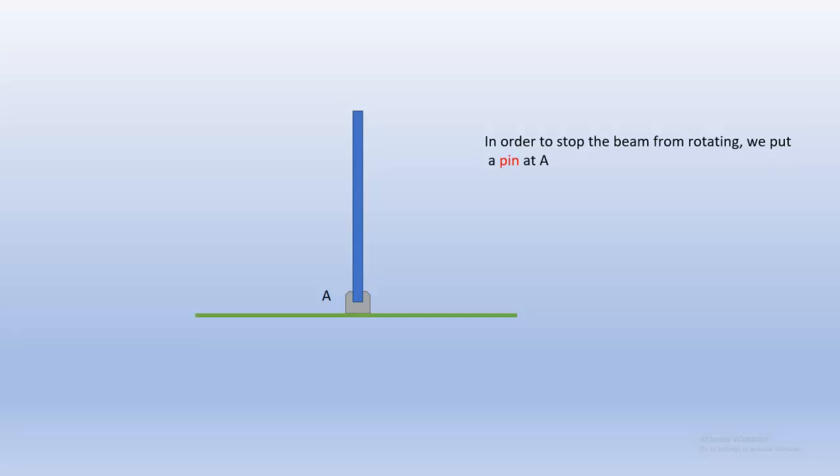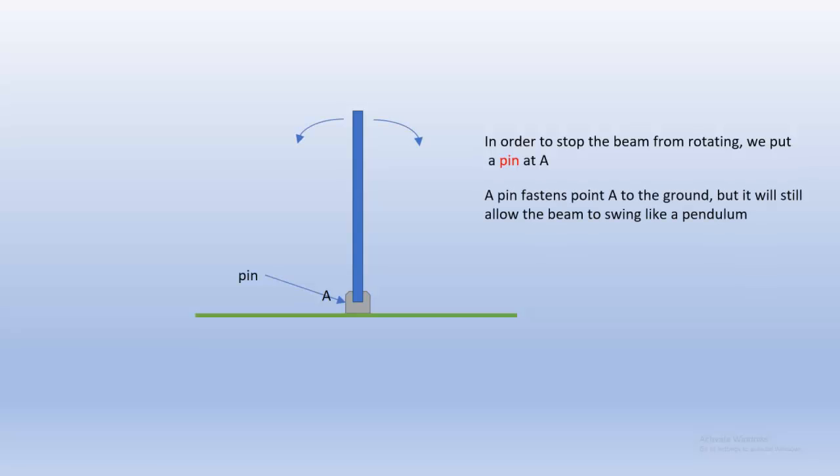If we put a pin at point A, that's going to stop the beam from rotating. Actually, a pin is something that stops horizontal and vertical motion. The pin at A is going to stop the point A from moving either vertically or horizontally, but it can't stop the beam from swinging like a pendulum. It can't stop it from rotating, but it can stop it from moving vertically or horizontally.